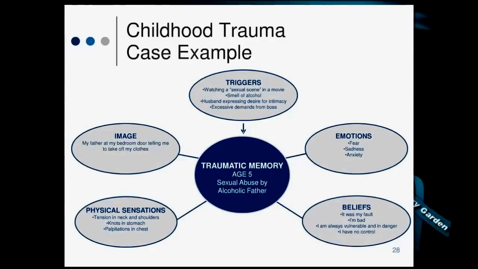We'll start at the left at the image. My father's at the bedroom door telling me to take off my clothes. This feels a little like it might be triggering. But just kind of at a glance, don't read the small print. She's identifying a traumatic memory she would want to work on. She's got fear, sadness, and anxiety, her negative beliefs that you've already heard me say. She's got physical sensations in her neck, shoulder, knots in her tummy and in her chest, and the triggers that are going on in her current life.